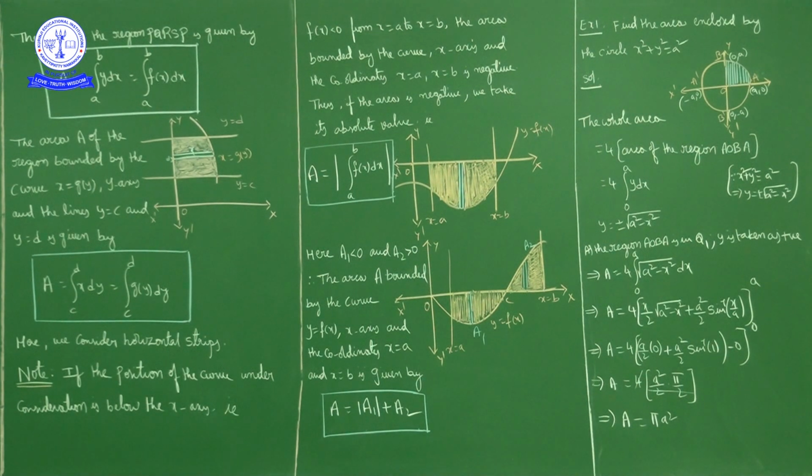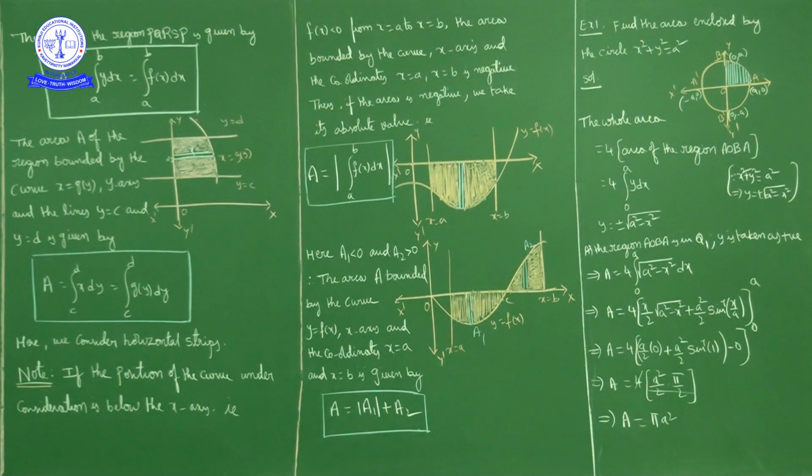That is what is written here: a1 is less than 0 and a2 is greater than 0. The area bounded by the curve y is equal to f of x, x axis, and the coordinates x is equal to a and x is equal to b is given by area is equal to modulus of a1 plus a2. Now here we discussed a few curves.